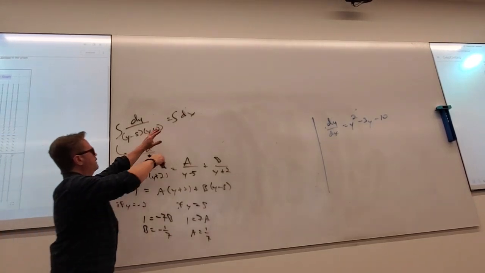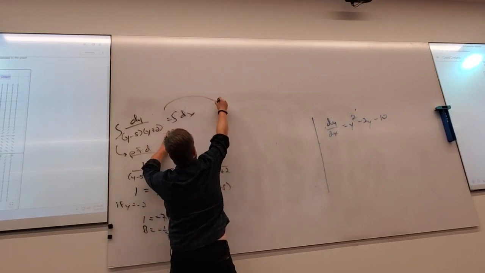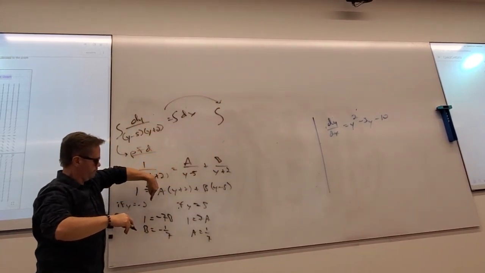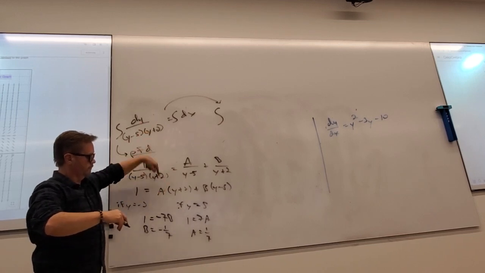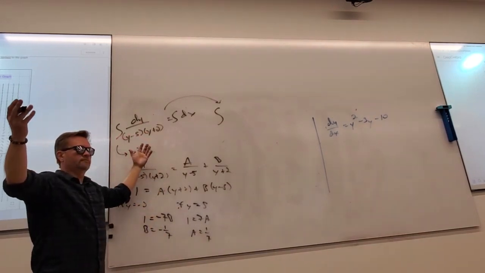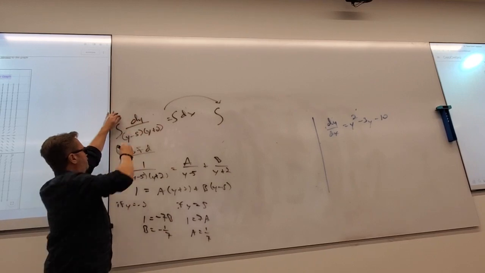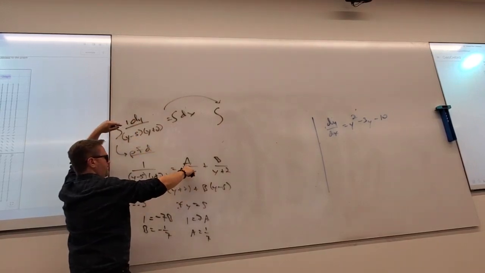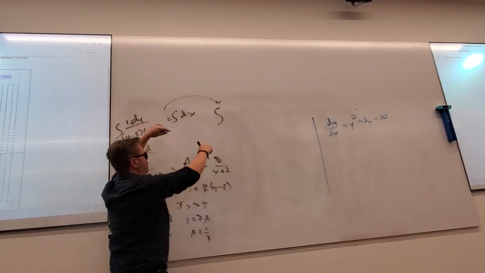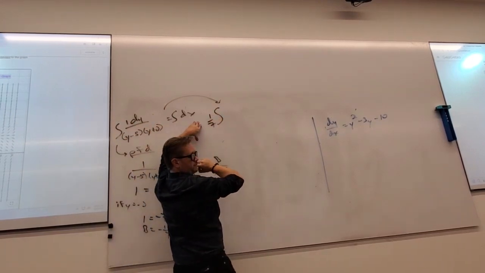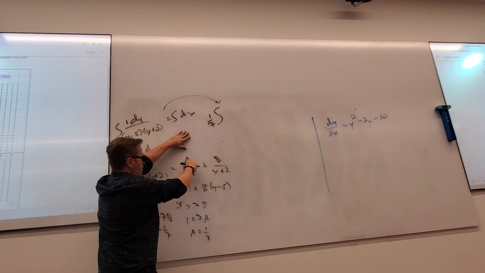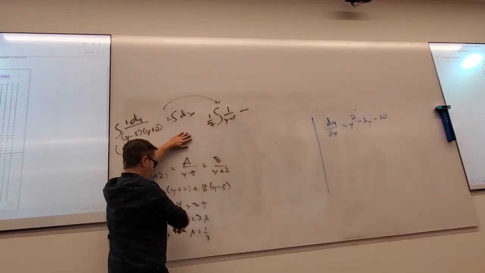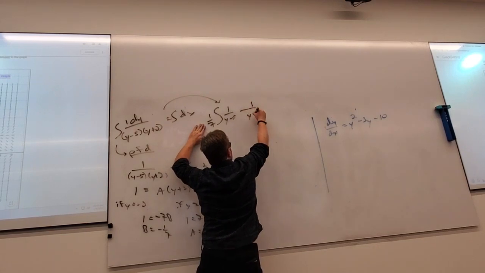So what does that mean? This becomes the integral of... we've just figured out what this is. So what is it? What's A? 1/7. So it'll be, can I just put a 1/7 out front? So it'll be 1 over y minus 5 minus, good, because b is negative, 1 over y plus 2.